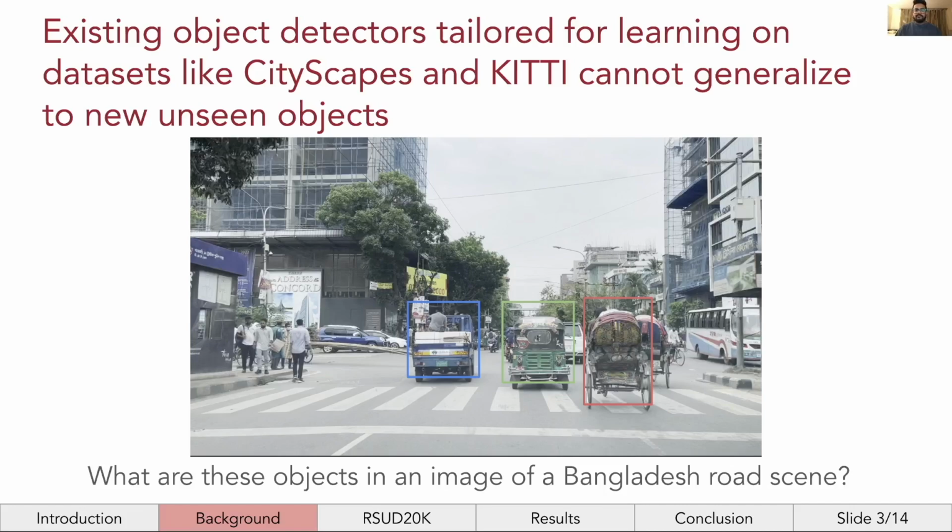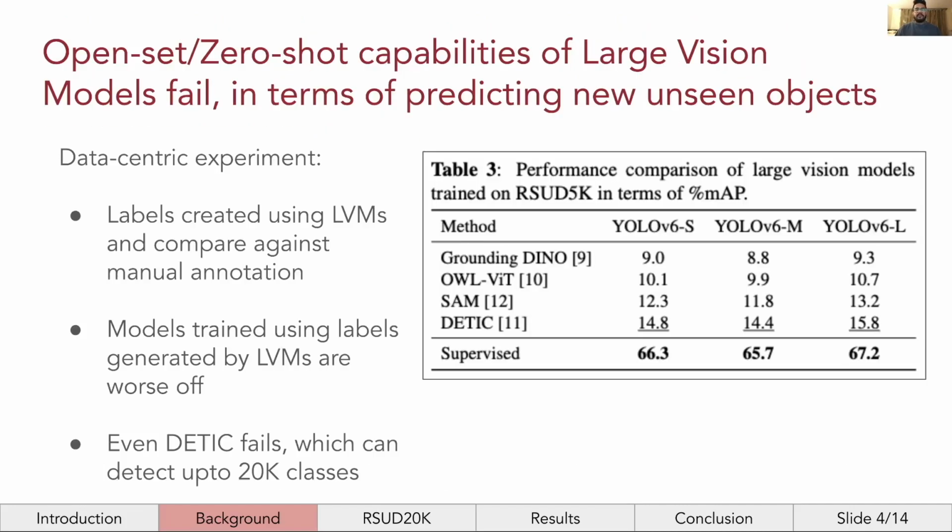For example, in this image taken from Bangladesh, if we feed it to an object detector trained on the Cityscapes dataset, these objects might go unnoticed or get misclassified because they do not have any prior knowledge on what these objects are. One workaround is to leverage the open-set or zero-shot capabilities of large vision models, but they also fail in terms of predicting new unseen objects.